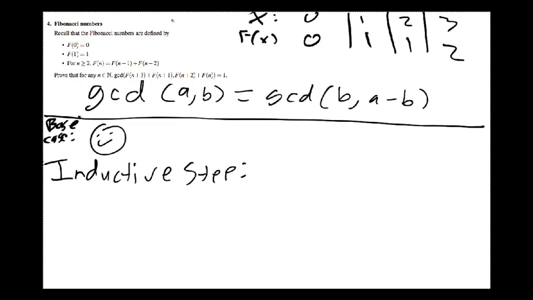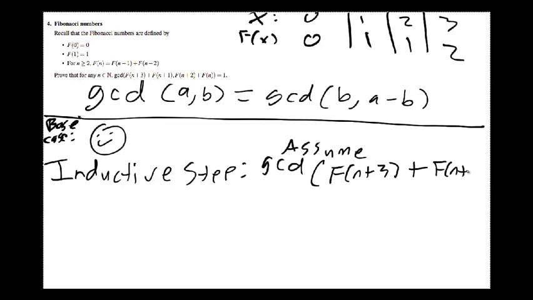Assuming the fact at the top holds true for n, the way it's written at the top: f of n plus 3 plus f of n plus 1. I realize the parentheses are vital to the meaning here, but I'm not going to say them out loud. I'm just going to write them down. And f of n plus 2 plus f of n are relatively prime. That is, their GCD is 1. Given that starting point, can we show the same fact when we replace n throughout by n plus 1?